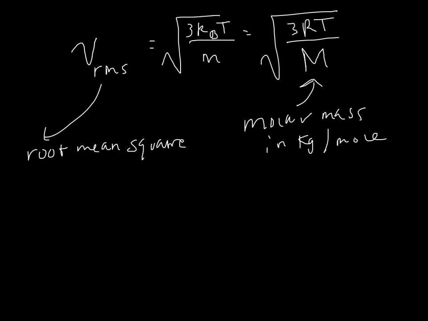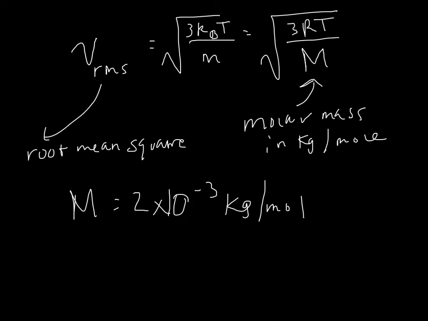So this is basically saying that at a given temperature, lighter molecules move much faster on average than heavier molecules. For example, hydrogen, with a molar mass of 2 times 10 to the negative third kilograms per mole, has molecules moving 4 times as fast as oxygen, whose molar mass is 32 times 10 to the negative third kilograms per mole.